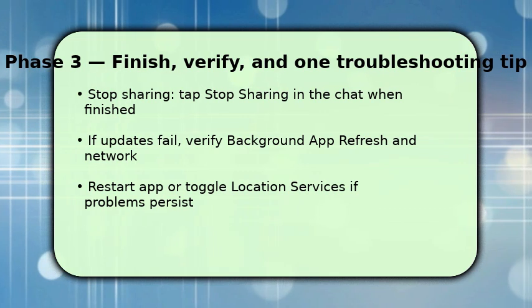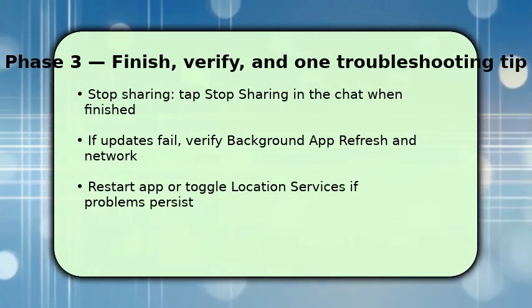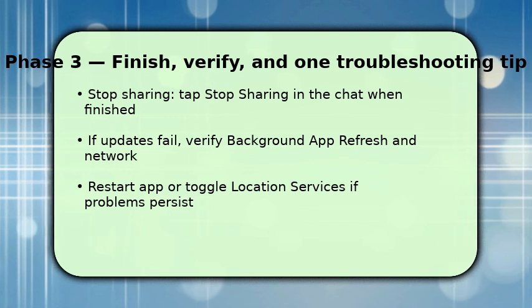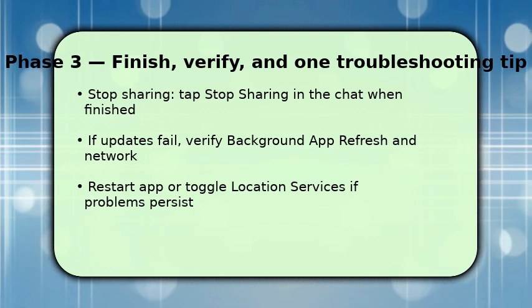If problems continue, force close WhatsApp and reopen it, or toggle location services off and on in settings. These steps resolve most issues, and you can resume sharing once the connection and permissions are fixed.